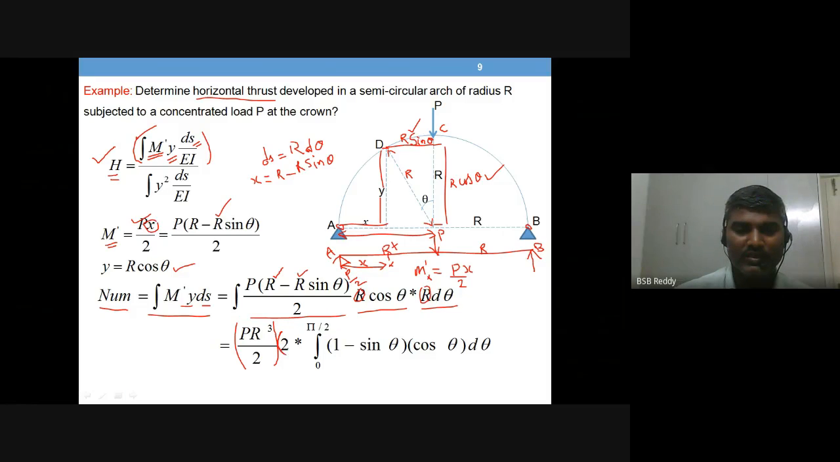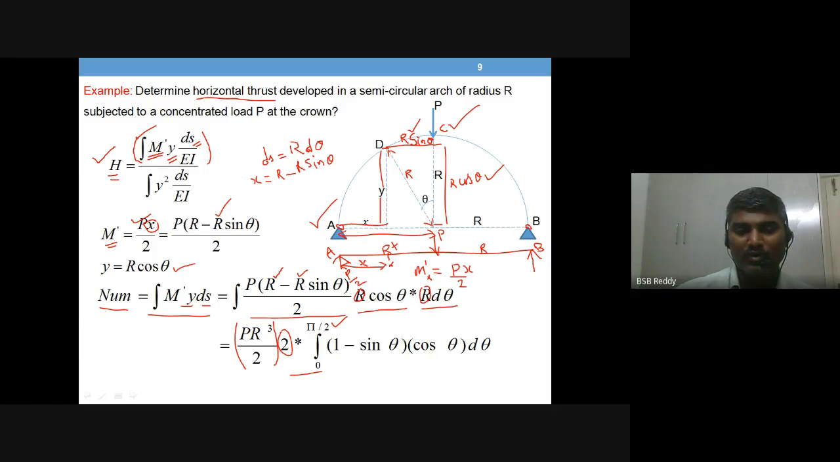You can see I introduced 2 times, 0 to pi by 2, right? 2 times 0 to pi by 2 means what? Theta 0 means this point, theta 90 means this point. So 0 to 90. Again, to the right of C also, 0 to 90. Okay, so 2 times 0 to 90 will have the total arch covered. Okay, so that's why it is written. You can even write from minus pi by 2 to pi by 2. That doesn't matter. Again, we will be writing 2 times 0 to pi by 2.